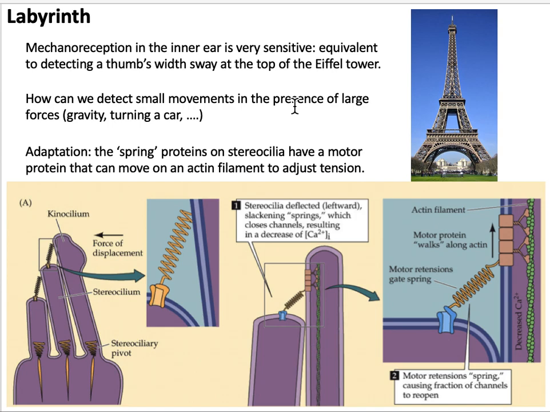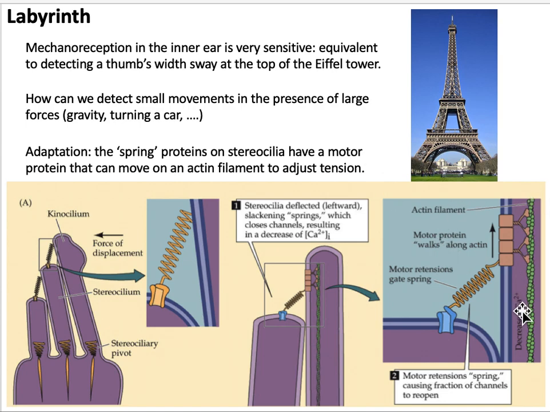So how can we detect such small movements in the presence of large forces like gravity, turning a car, things like that? And again, just like what we saw with the outer hair cells, it's adaptation. So pretty much all the sensory systems have systems to adapt based on how much of something is occurring. So essentially this means if you're on a boat all the time, you can turn down your sensitivity, whereas if you're very stationary, you can turn it up so you can sense very small movements. The way this works is very, very clever.